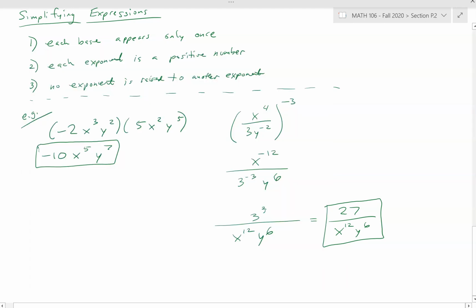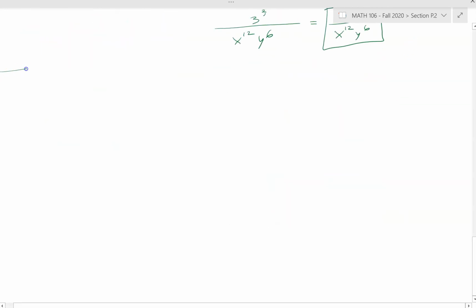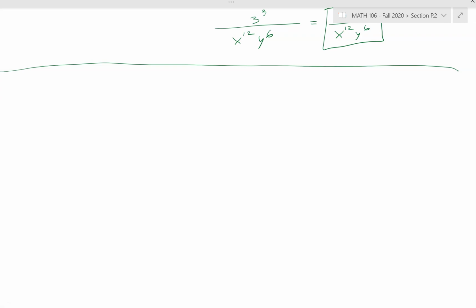All right, so we are on to the last little bit of section P2. And this would be scientific notation.